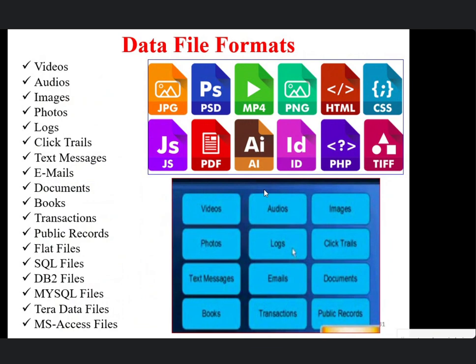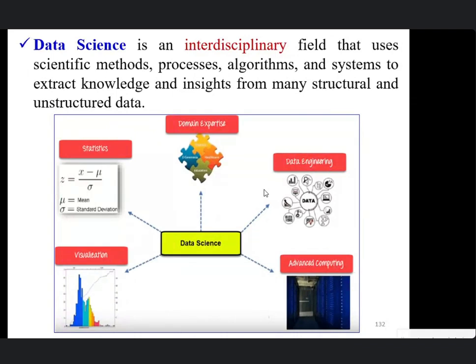So, at a high level, we say variety is a dimension and a characteristic of big data and data science. Then, data science is a multidisciplinary and interdisciplinary field that uses scientific methods, processes, algorithms, and computer systems to extract meaningful, interesting patterns and insights from many structured, unstructured, and semi-structured data. That's why, if you want to perform data science applications, you need domain expertise, data engineering, advanced computing, visualization, and statistics, etc.